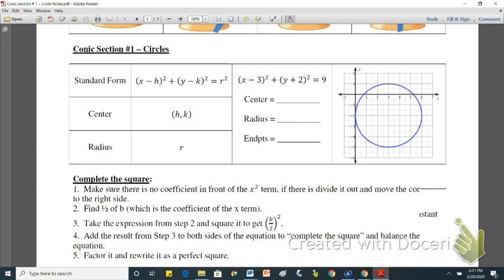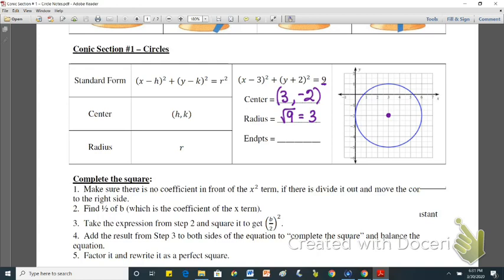So if I look at this equation over here, my center, x minus 3, that minus 3 comes out as a positive 3. Y plus 2, that comes out as a negative 2. So if I were to graph the circle, I would plot the point (3, -2). My radius is equal to the square root of 9, which is 3, because remember that 9 is r squared.